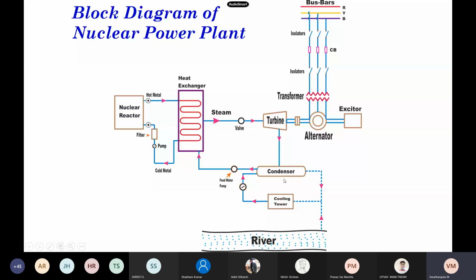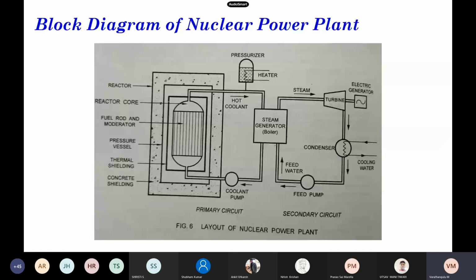In some other picture, see, this is what you need to present in the examination. We have the primary circuit and the secondary circuit. In the primary circuit, we have the reactor core, pressure vessel, fuel rods, moderators, and thermal shielding. We have thermal shielding as well as concrete shielding. Here the hot coolant is circulated, and this circulation is used to convert water into steam in the steam generator. To maintain the pressure, we have a pressurizer, and in the pressurizer we have a heater.